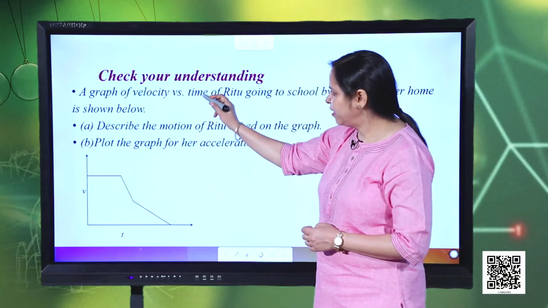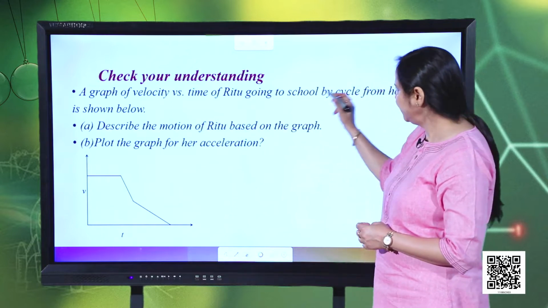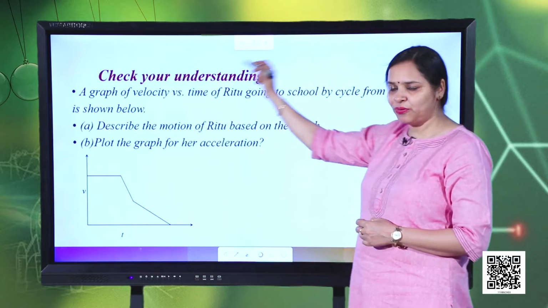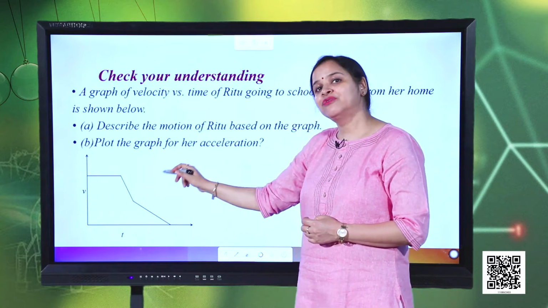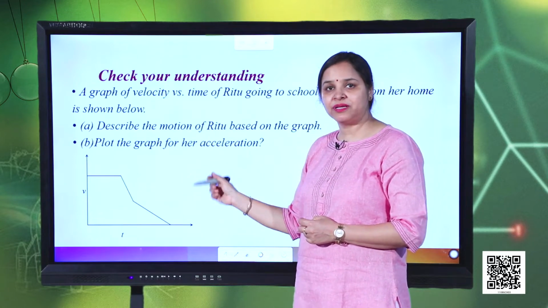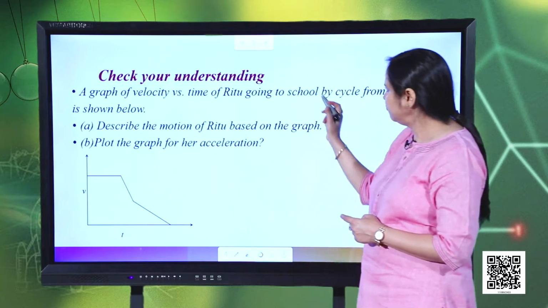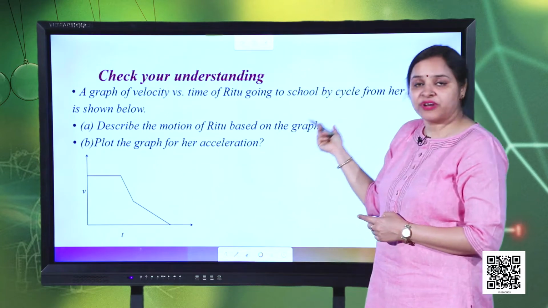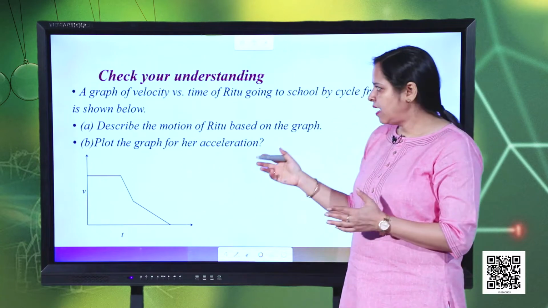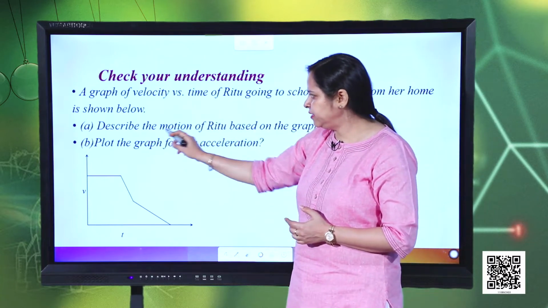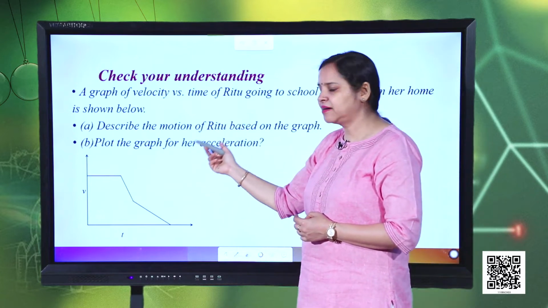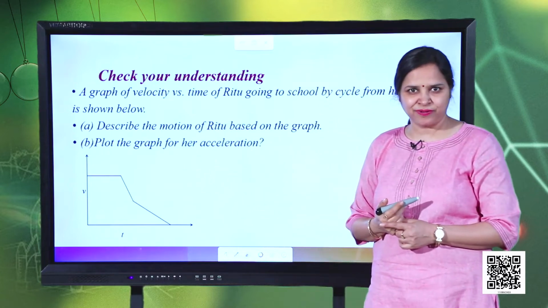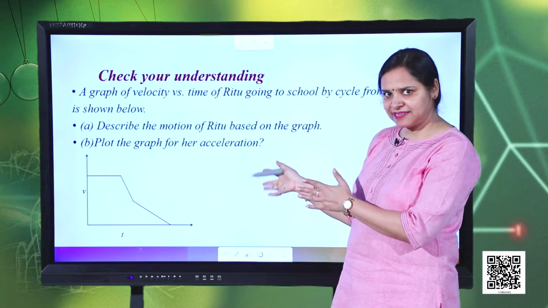Here you can see a velocity-time graph. This is a graph plotted for the motion of Ritu, who is travelling to school from her home, and here we need to describe the motion of Ritu based on the graph. Secondly, we need to plot the graph for her acceleration as well. So, first of all, let us study this graph.